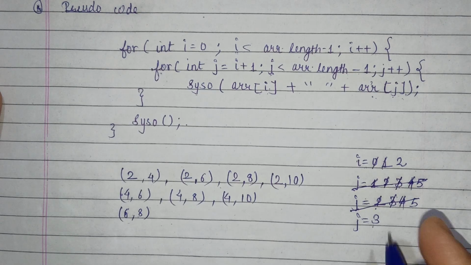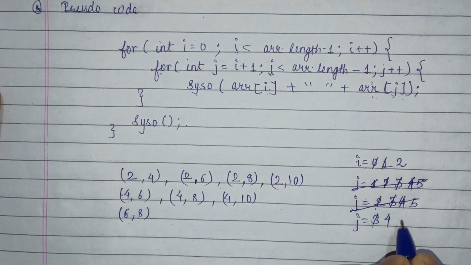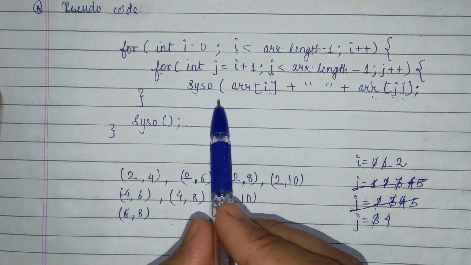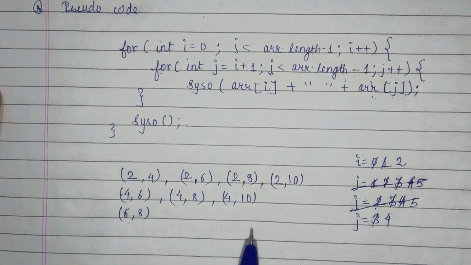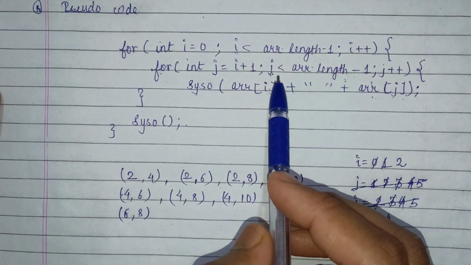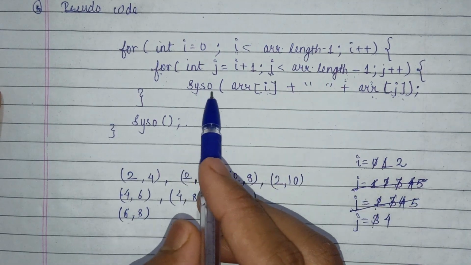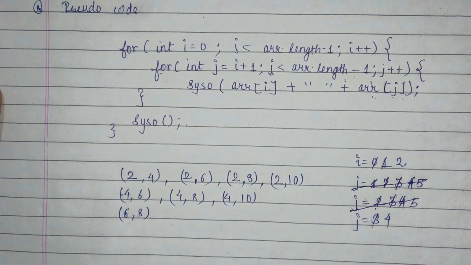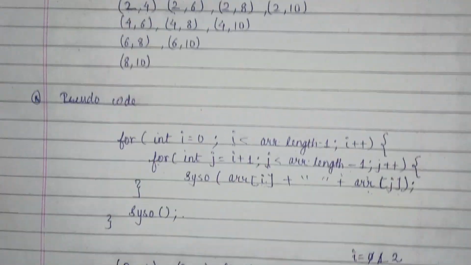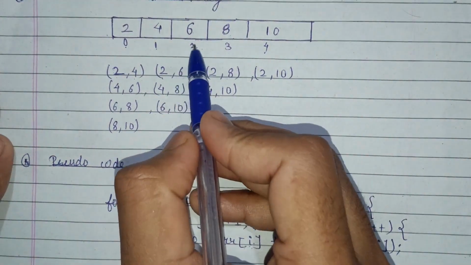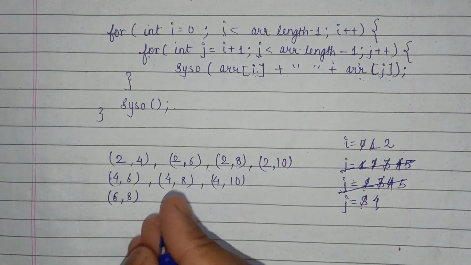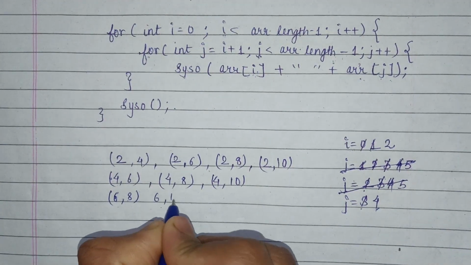J value gets updated. J value has become 4. Okay, and it will check the condition. Is 4 less than array length? Obviously yes, and it will print array of i and array of j. Now array of i is 2 and array of j is 4. Means 2 means 6 and 4 means 10. So 6 and 10.